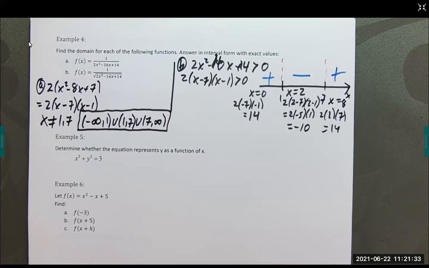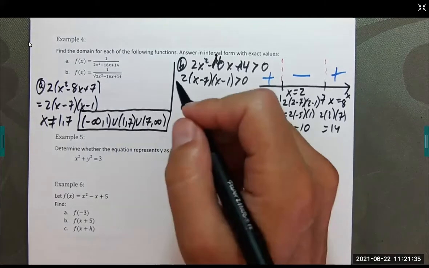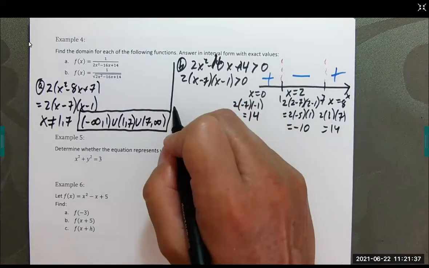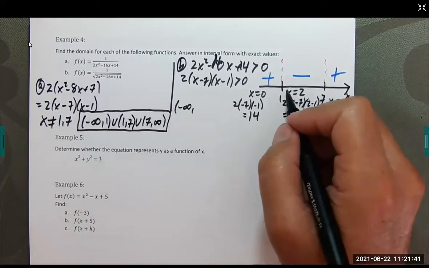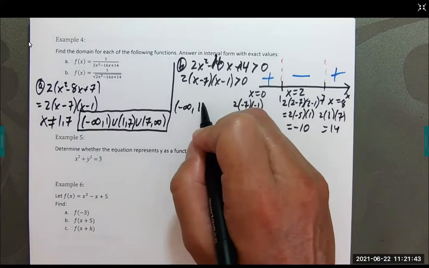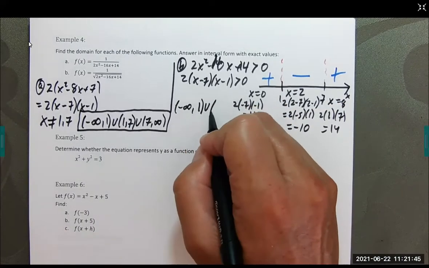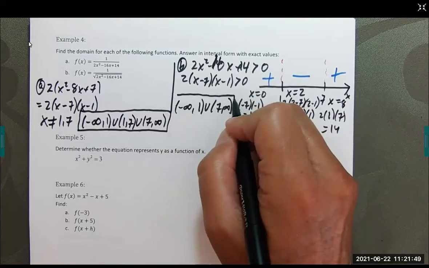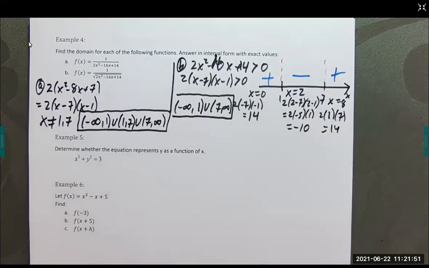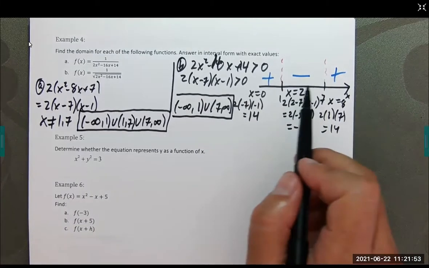So what's our answer in interval notation? Our answer is going to be negative infinity up until 1, and then 7 and on. This is our domain. So we have to skip this whole middle part here.